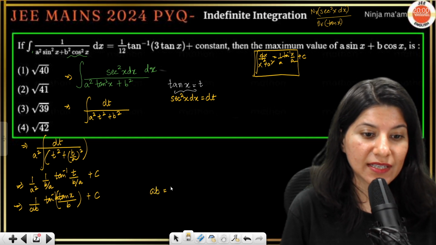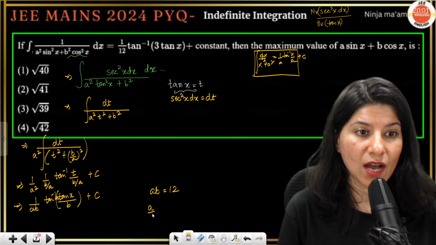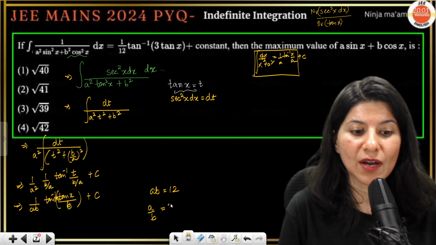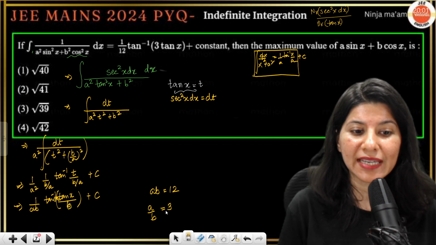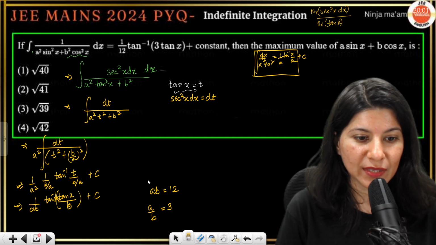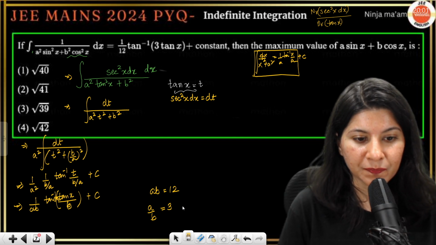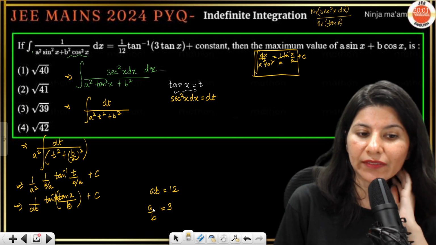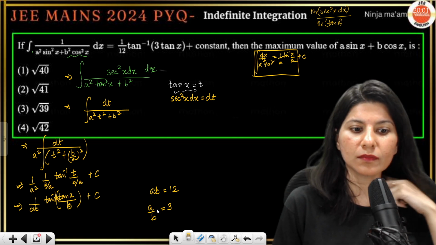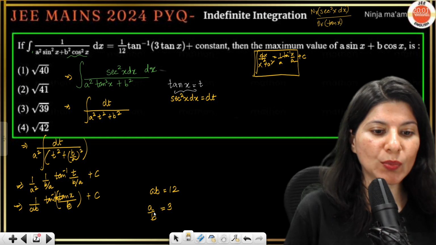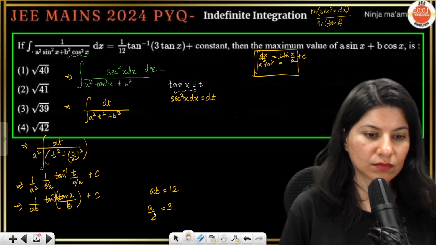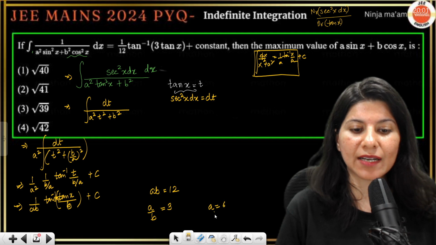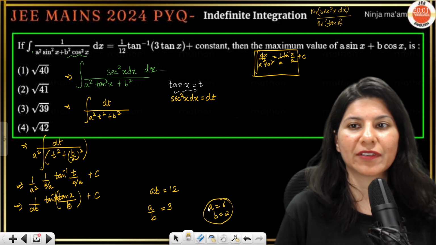Now if I look at this clearly, ab is coming out as 12, and a upon b, can you see this is a by b, is coming out as 3. So a is equal to 3b. Now how will we get 3? Tell me. ab is 12, so 3 into 6 by 2. Yes, a is 6 and b is 2. Perfect, right?